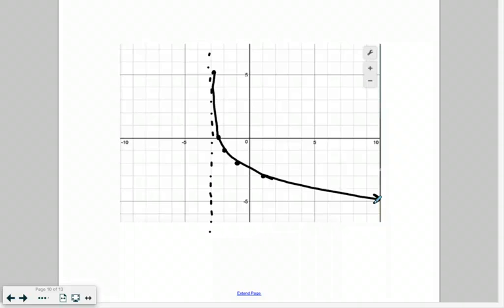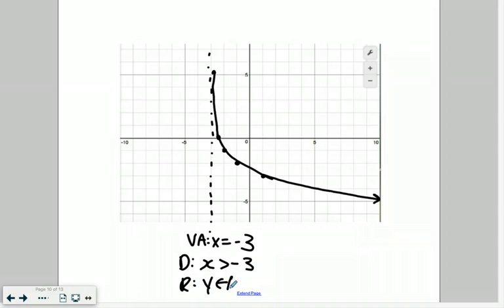Okay? So again, if we wanted to talk about this, we've got that vertical asymptote at x equals negative 3. Okay? Our domain is just going to have to be x has to be greater than negative 3. Our range can still be any real number, right? We have our x-intercept we solved for, right? And that was at negative 2.5 and 0.